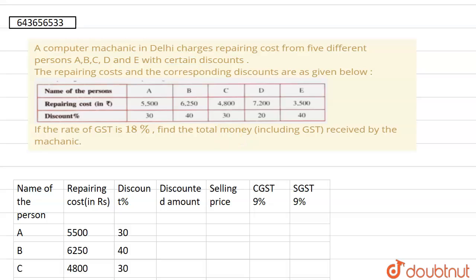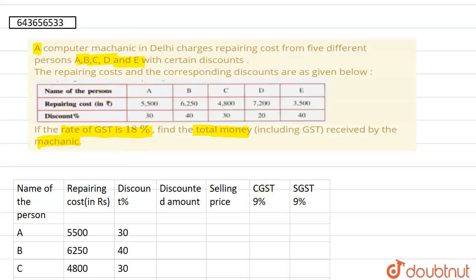So hello everyone. In this question they said a computer mechanic in Delhi charges repairing costs from 5 different persons A, B, C, D and E with certain discount. The repairing cost and the corresponding discount are given below. So this is the data that we use to calculate. If the rate of GST is 18%, then find the total money including GST received by the mechanic. So we have to find the total money that the mechanic received.